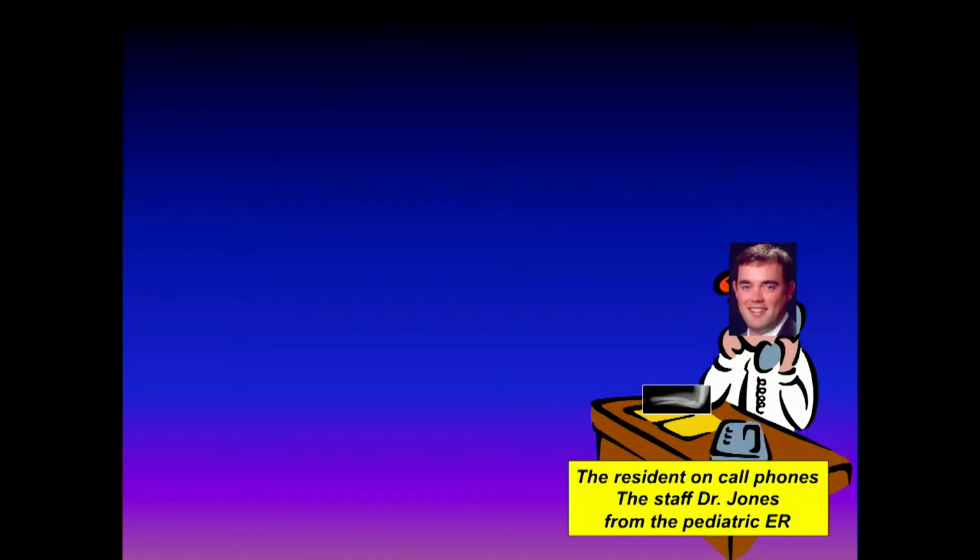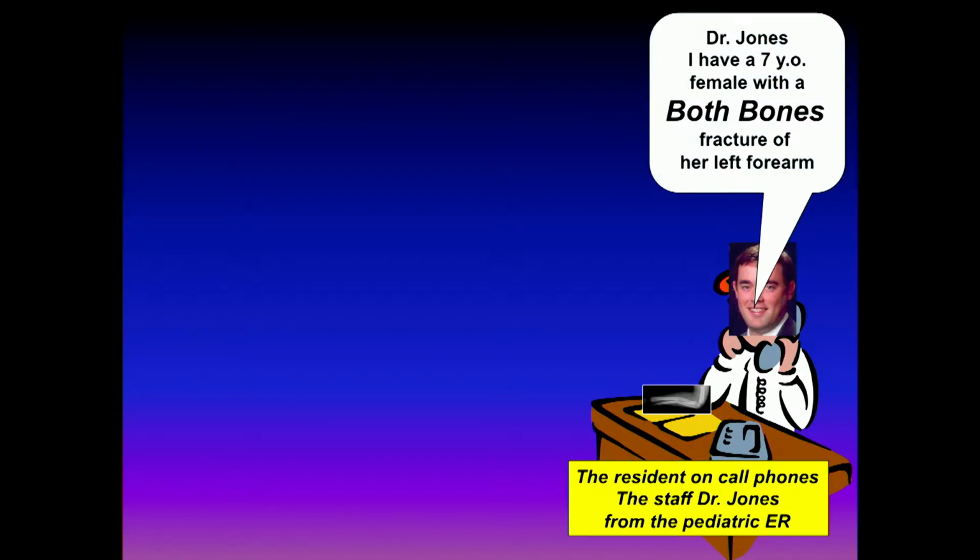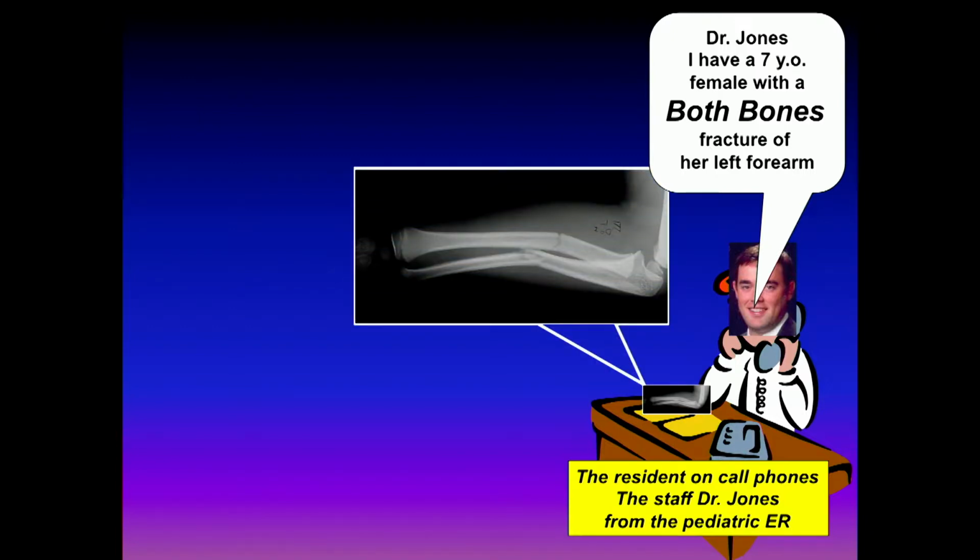So here we have a resident. He's on call, and he calls the staff, Dr. Jones, from the pediatric ER, and he says, Dr. Jones, I have a 7-year-old female with both bones fractured in her left forearm. There it is. That's both the radius and ulna, so that's 2 bones.